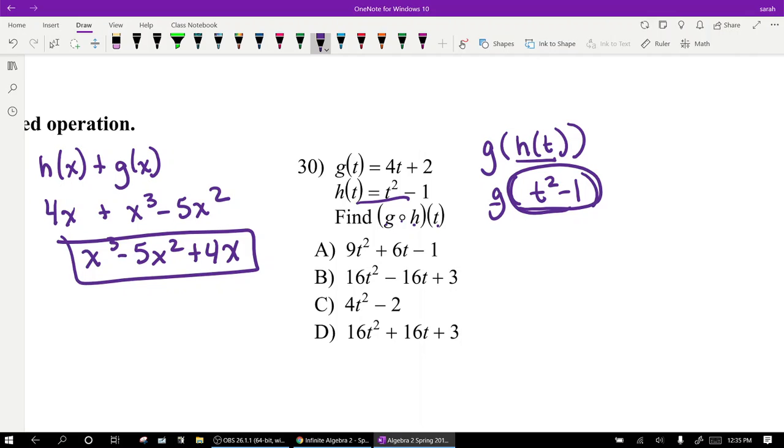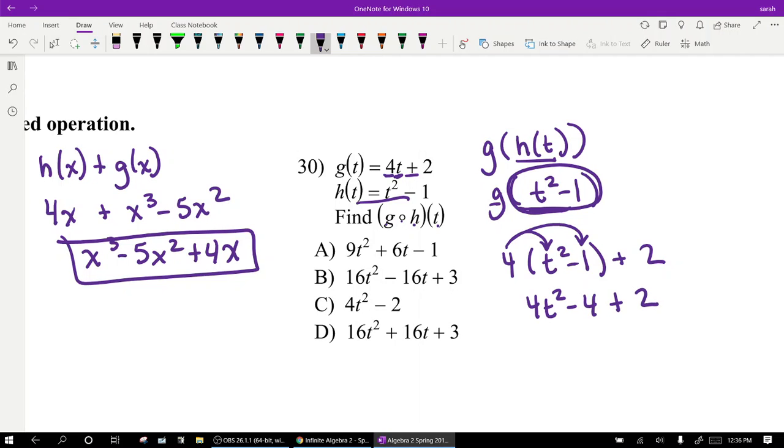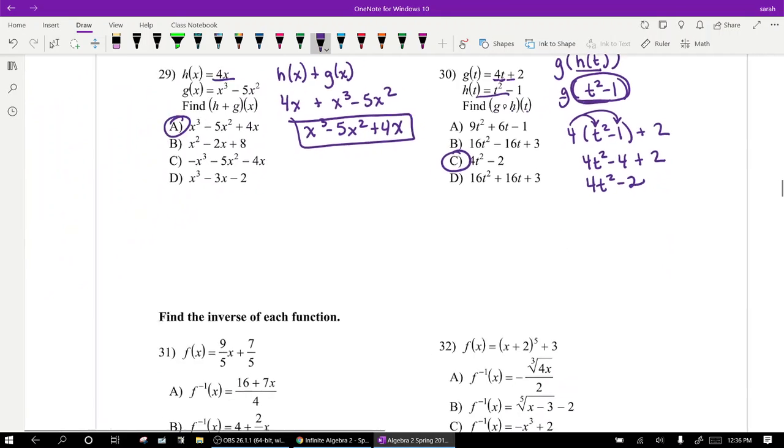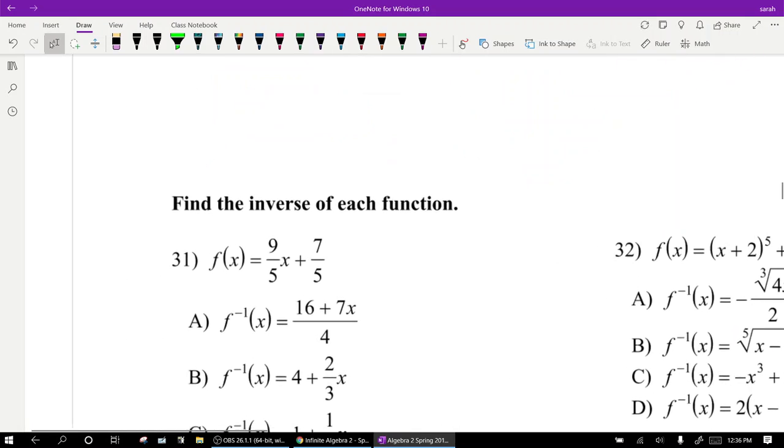So I have 4 times t, and in place of t, I'm going to put t squared minus 1, and then plus 2. All right, I'm going to go ahead and distribute my 4 to both pieces. 4t squared minus 4 plus 2. So 4t squared minus 2. And there's only one place where that is true, and that's letter C, number 30. All right, 31.